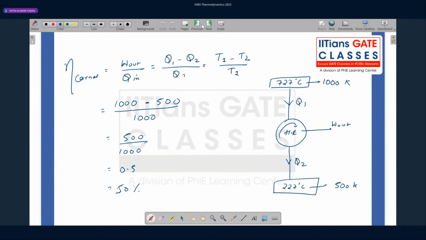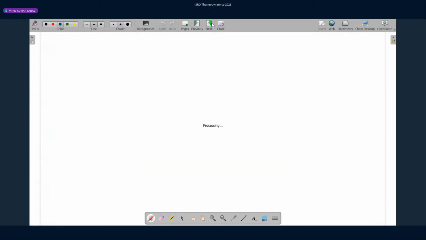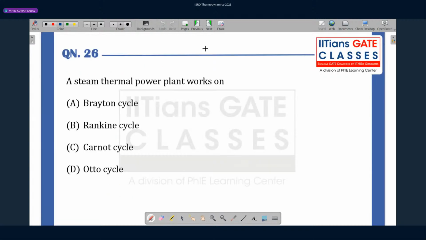Okay. So should we move ahead? Now, the next question is a steam thermal power plant works on. So I hope you all can answer this, right? It's a very simple question.